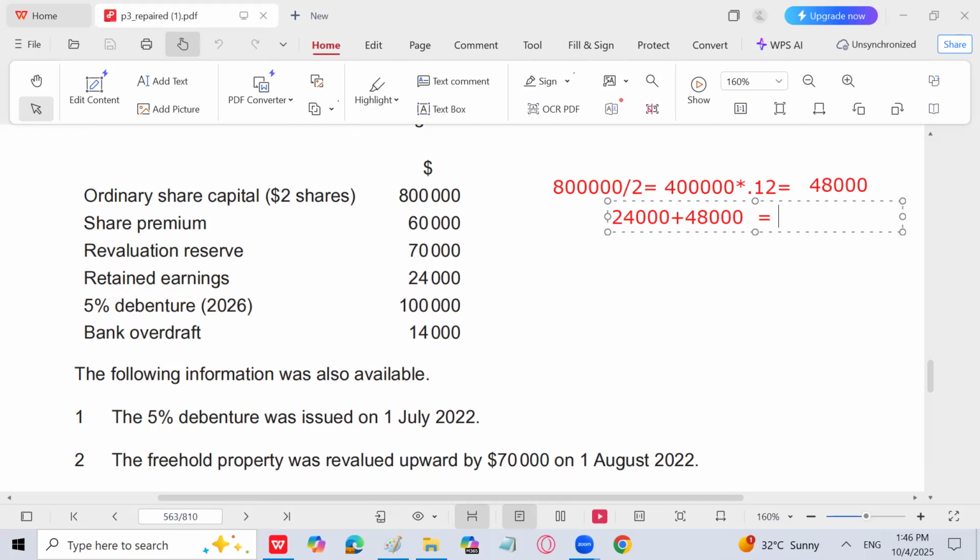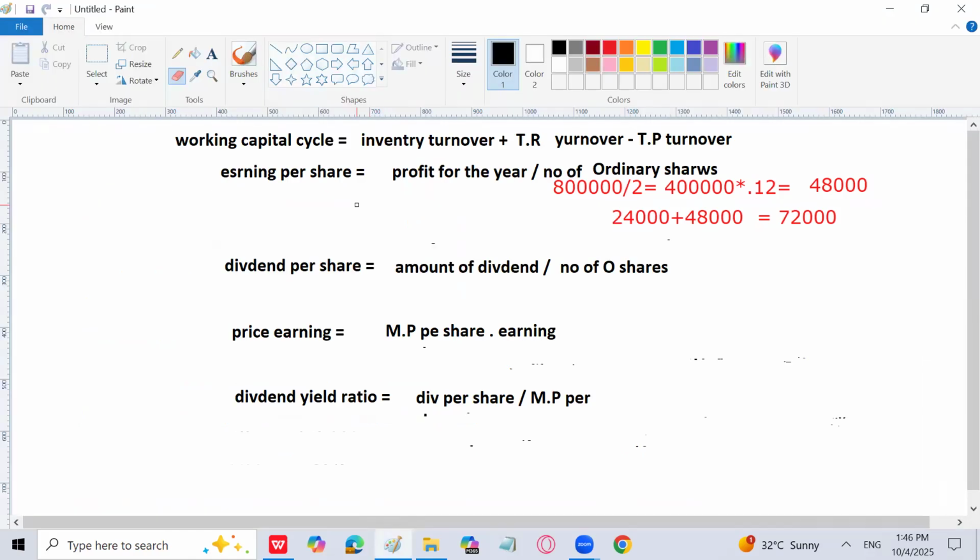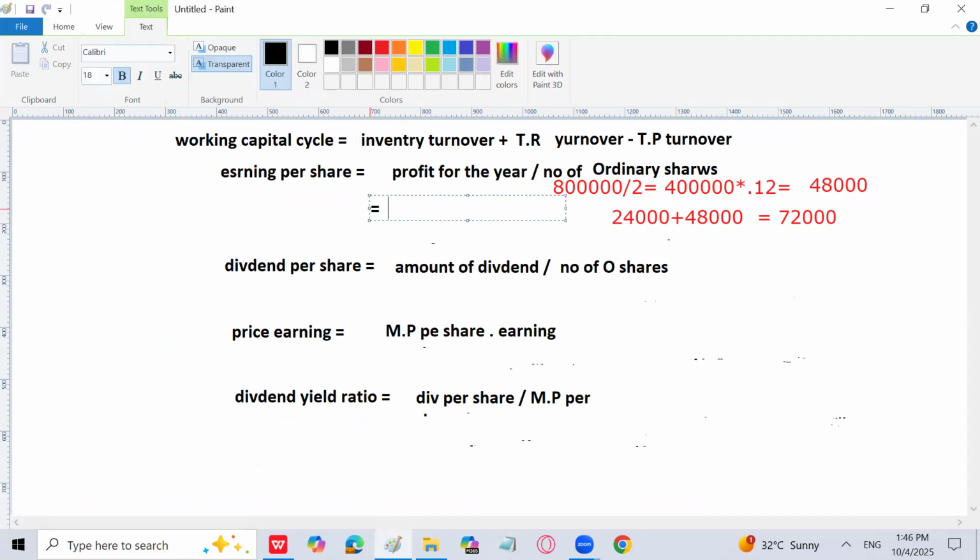So let me calculate: 24,000 plus 48,000, that is 72,000. Okay. So we have calculated profit for the year, 72,000. Now I can find the earning per share. That is going to be profit for the year, 72,000, divided by number of ordinary shares, that is 4 lakh. And the 4 lakh is 8 lakh divided by 2.